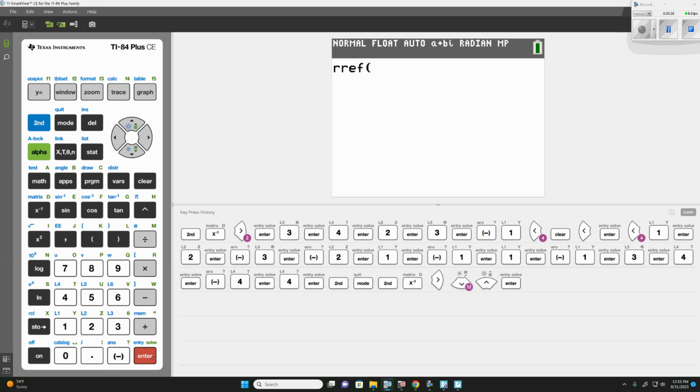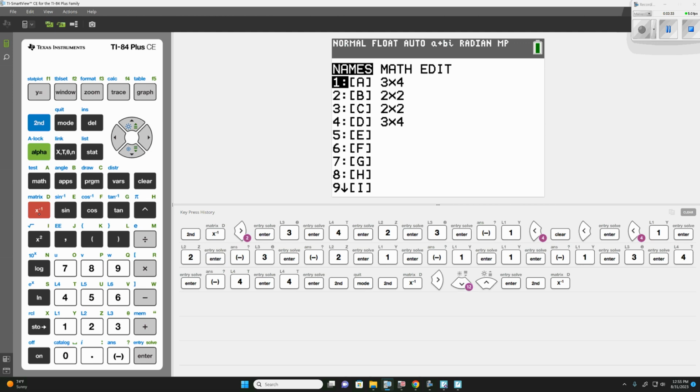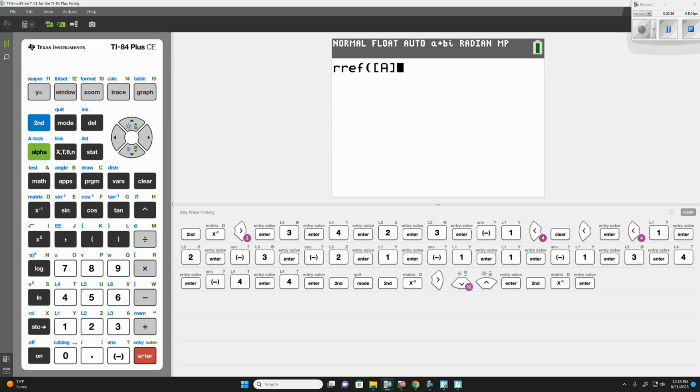So we have this here. Now we need to input the matrix, or tell it which matrix we want to apply this to. And to do that, we'll do second matrix and select the matrix that we wanted, which is A. Hit enter one more time, and we get this here. Any questions on how we got to this point here?